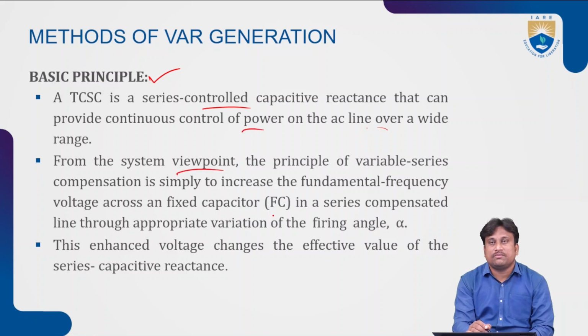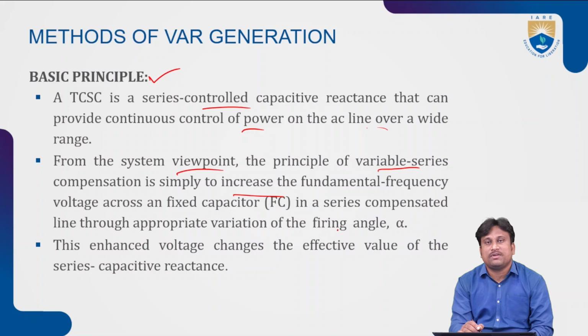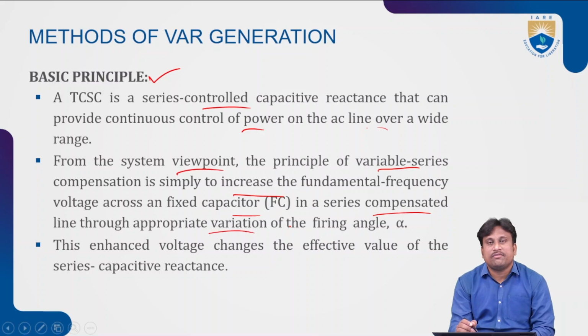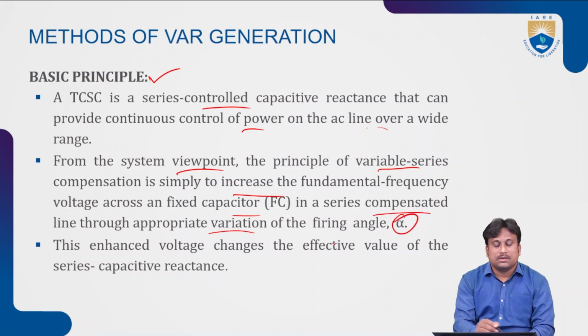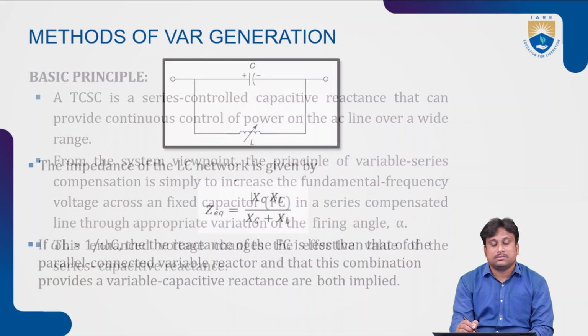From the system viewpoint, the principle of variable series compensation is simply to increase the fundamental frequency voltage across the fixed capacitor in a series compensated line. That happens through the appropriate variation of the firing angle alpha. This enhanced voltage changes the effective value of the series capacitive reactance.